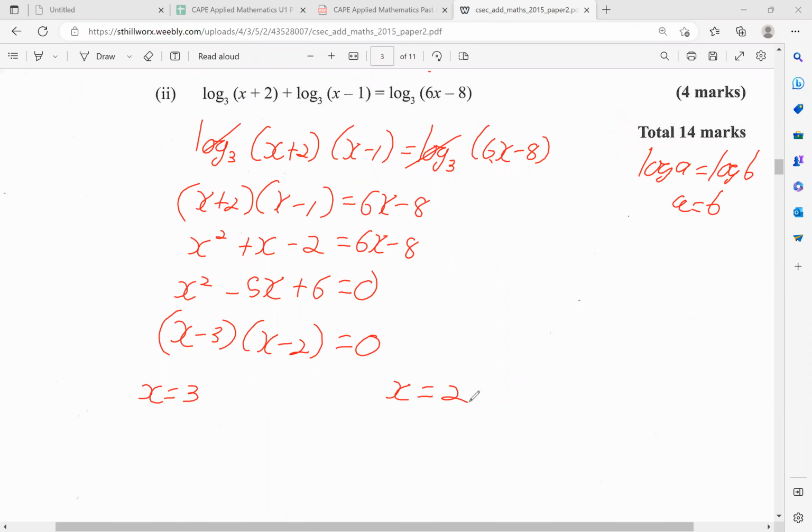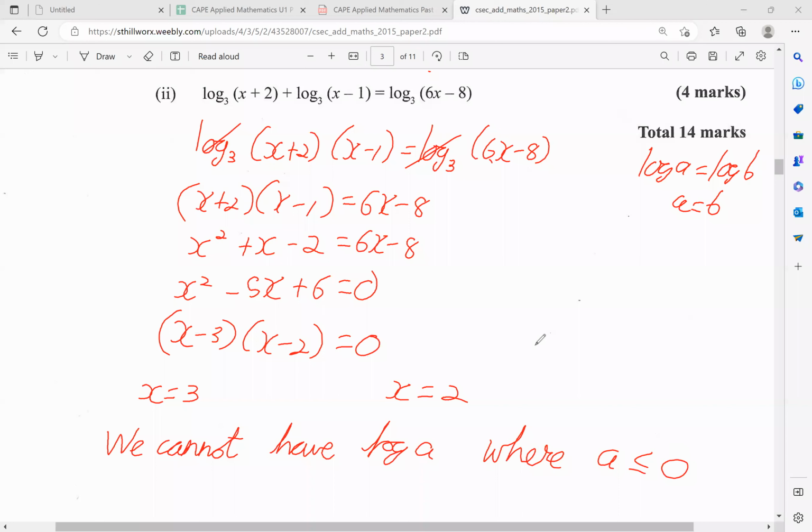Right, so just remember, we cannot have log of a where a is less than or equal to 0. That's the only hint I'm giving you. So I'll just use an example here. Let's say I got x equals 1, and x equals 1 would not be a solution. The only reason why is because if I put 1 minus 1 here, I'd get log of 0.